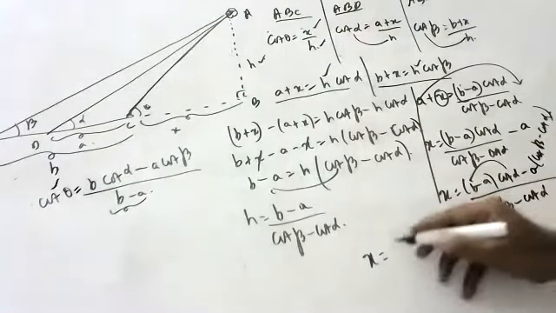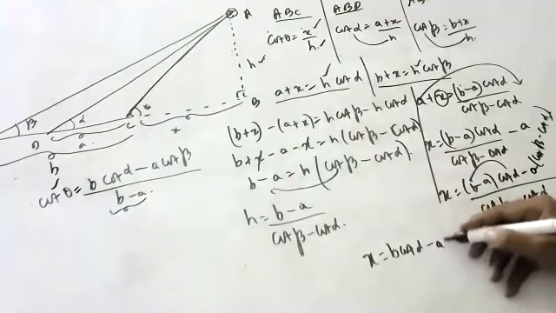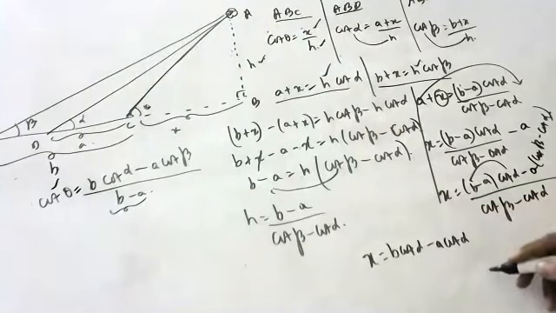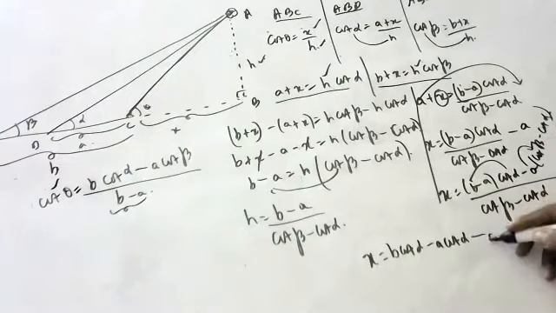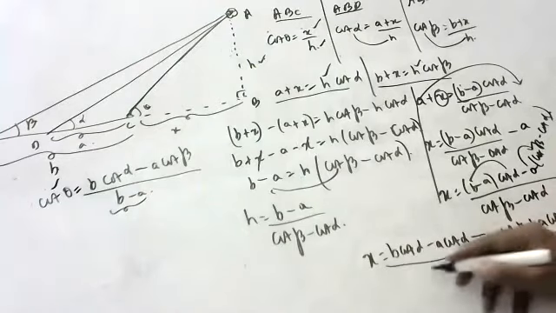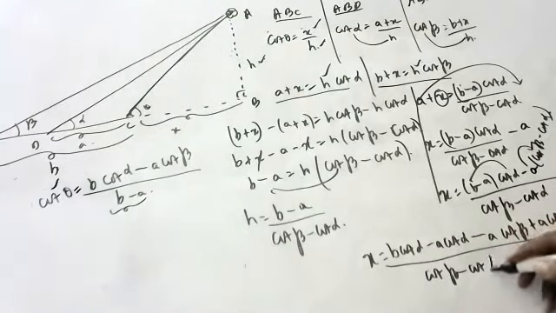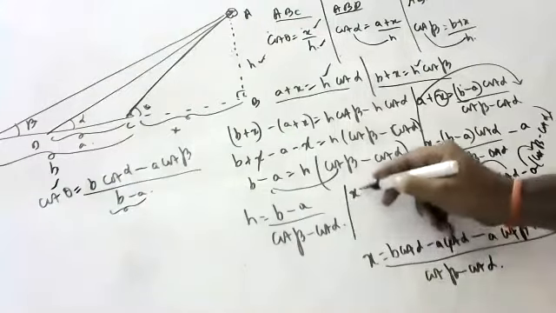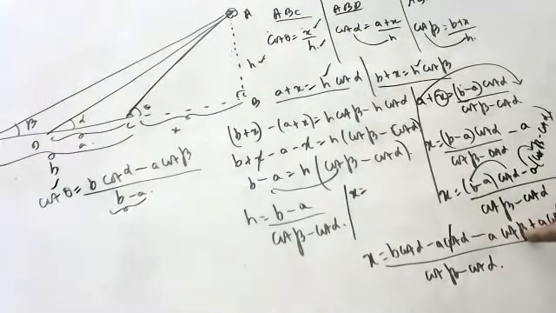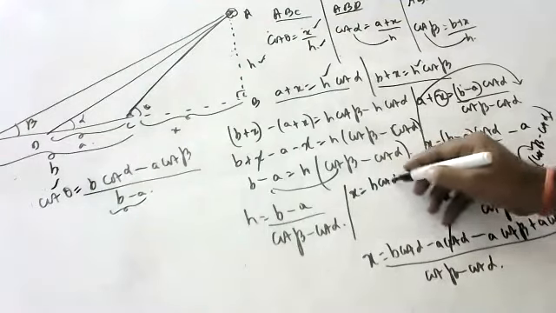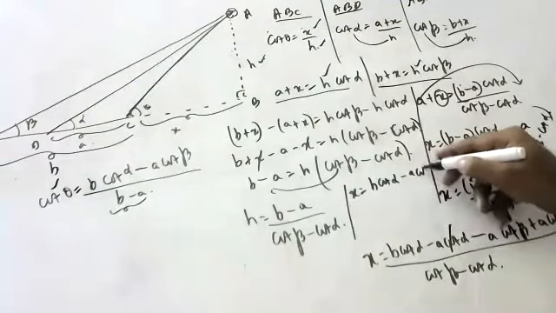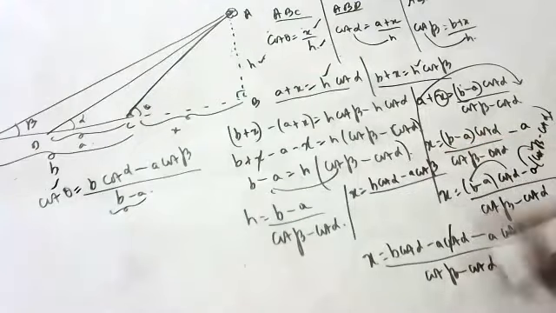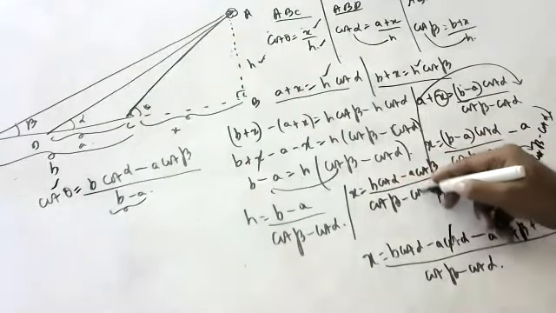B minus A, B cot alpha minus A cot beta, A cot alpha minus A cot beta plus A cot alpha, by cot beta minus cot alpha. Anything will get cancelled? This will get A cot alpha. So what we got: X as B cot alpha minus A cot beta by cot beta minus cot alpha.